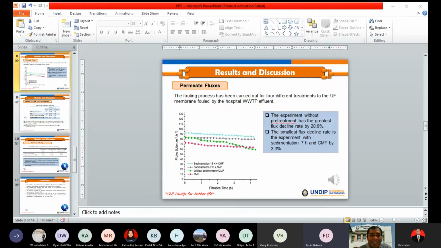Yeah. Because of that, the reader will try to understand why this happens. Actually, in my research, there is no really high difference between 7 hours and 15 hours. But accidentally, the flux for 7 hours is a little longer than 15 hours. Maybe I will show it. 15 hours.